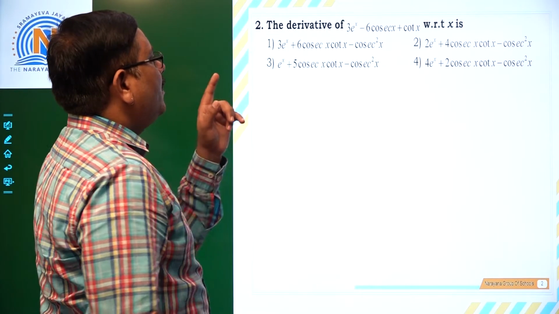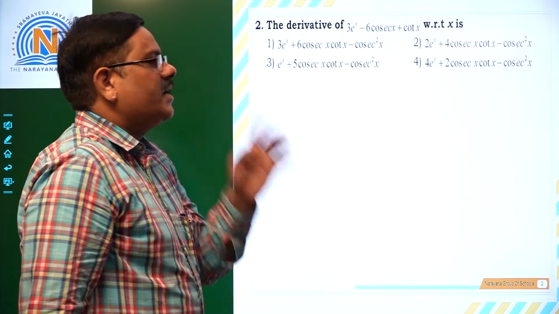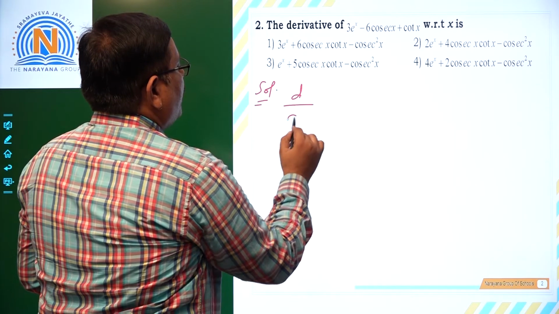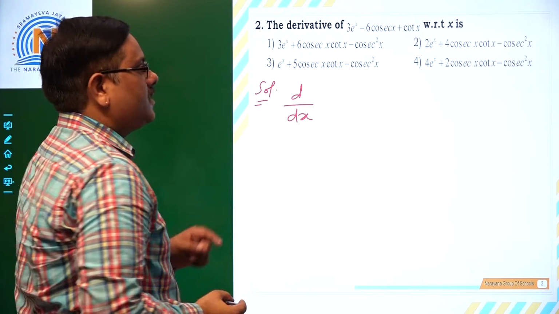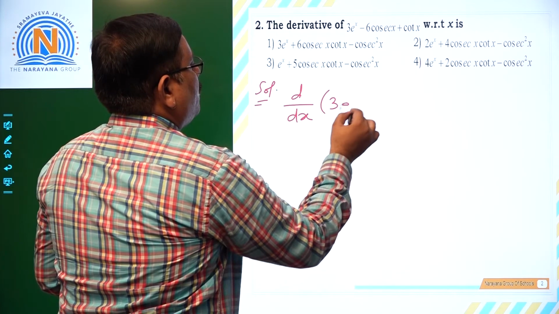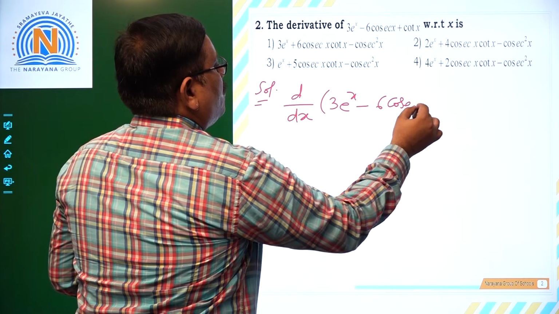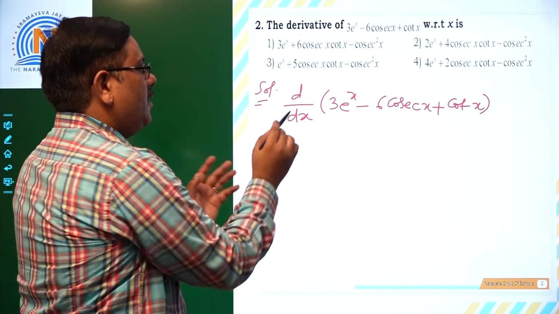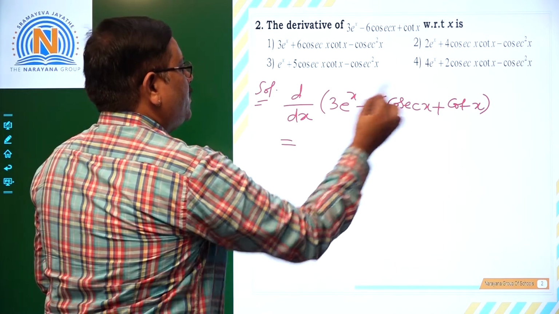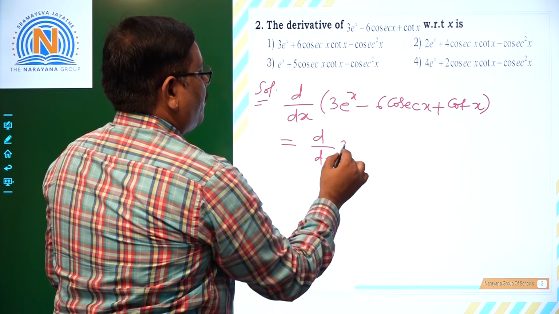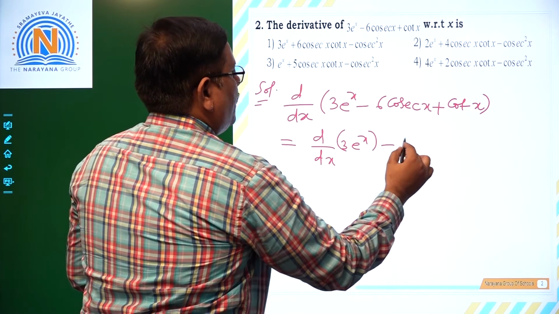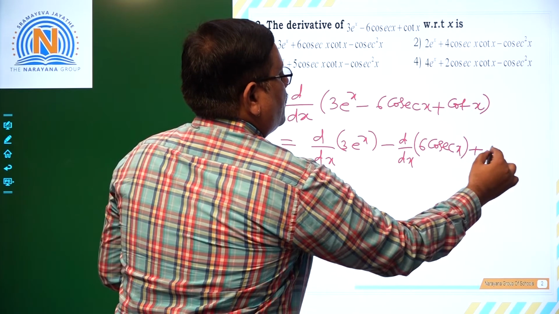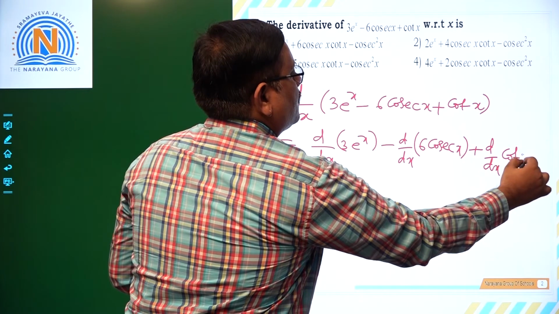The derivative of 3 e power x minus 6 into cosecant x plus cot x with respect to x is. So even here he is asking us to find d by dx, because with respect to x he is asking us to find the derivative of it. Again using fundamental principles, you can individually write d by dx of 3 e power x minus d by dx of 6 cosecant x plus d by dx of cot x.